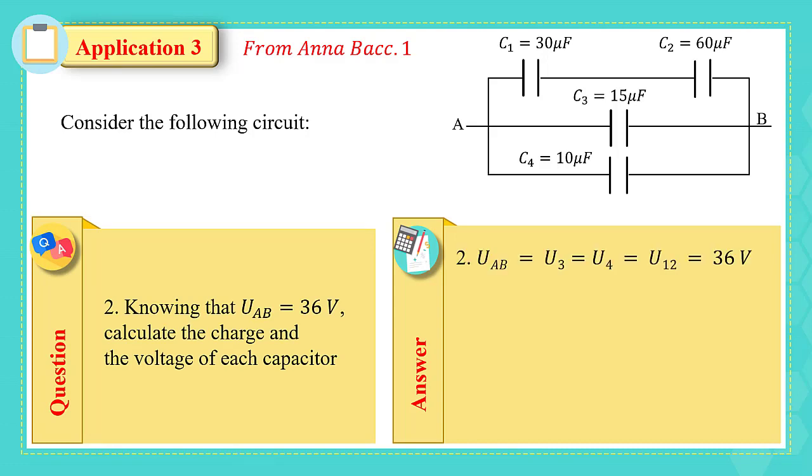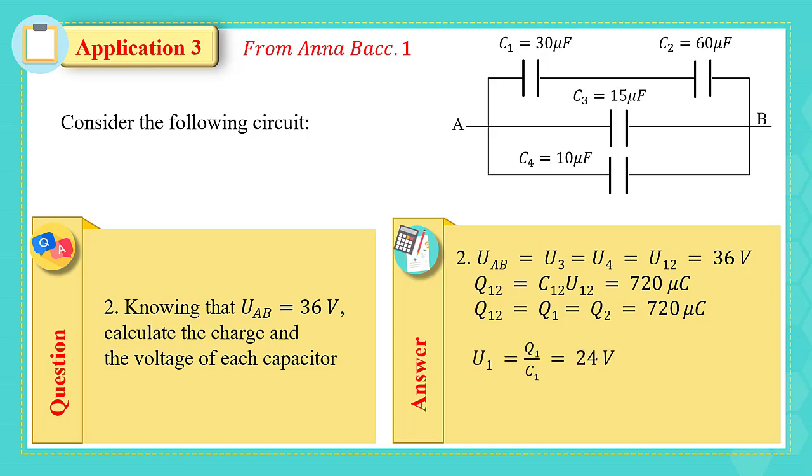Because these two branches are connected in parallel, they will have the same voltage which is equal to 36. The voltage of C1 and C2 both together is equal to 36 volts. But how can I find the voltage across each capacitor? First, I have to find the quantity of charge which is common for both capacitors and it is equal to 720 microcoulombs. Then calculate the voltage using U equal to Q divided by C. It will give 24 volts for the first capacitor and 12 volts for the second capacitor.